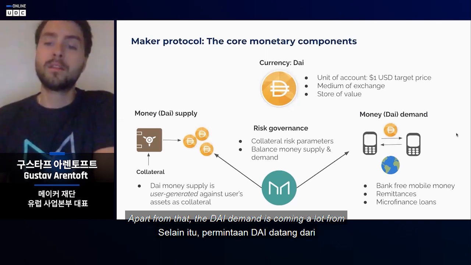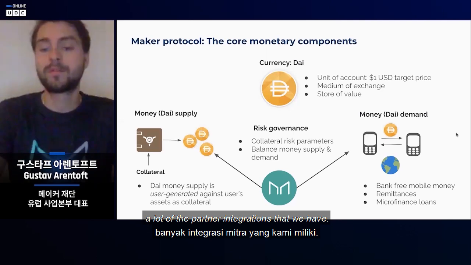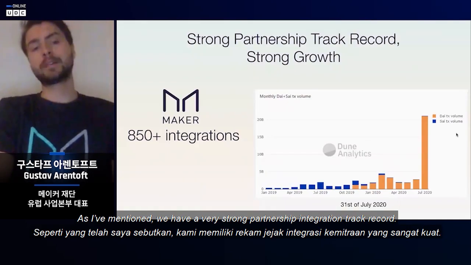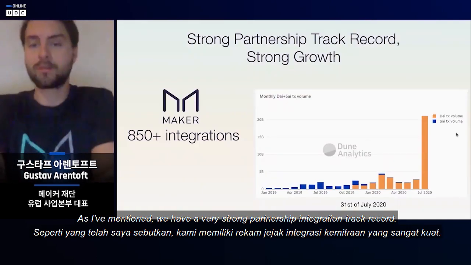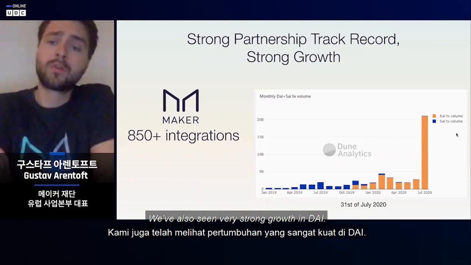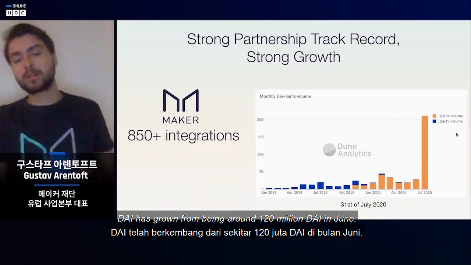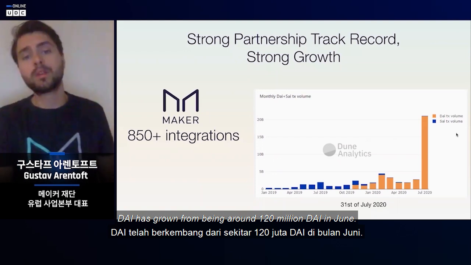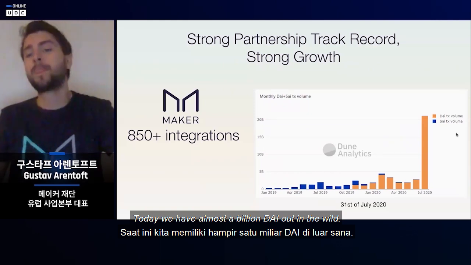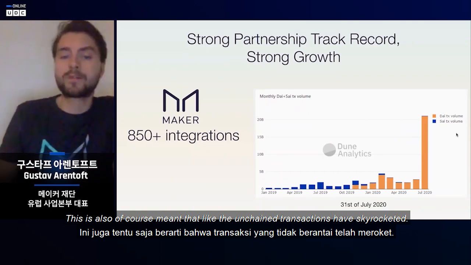But apart from that, the DAI demand is coming a lot from the partner integrations that we have, currently standing at more than 850 partner integrations globally. As I mentioned, we have a very strong partnership integration track record. We've also seen very, very strong growth in DAI. DAI has grown from being around 120 million DAI in June, and today we have almost 1 billion DAI out in the wild. And this has, of course, also meant that the on-chain transactions have skyrocketed.